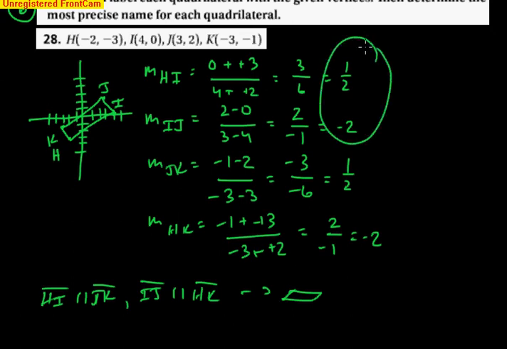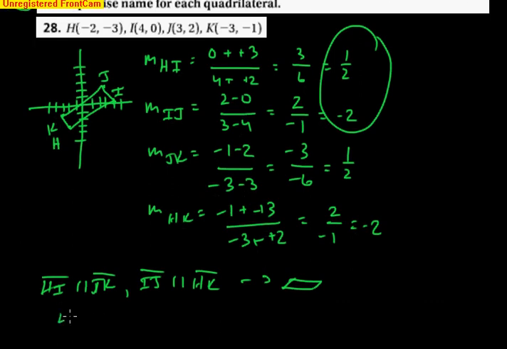Now, notice 1/2 and -2. They are opposite reciprocals. Angle I is a right angle, which means you have 4 right angles, which means you are now a rectangle. Because you are a parallelogram and you have 4 right angles, you're now a rectangle. But there's one more thing to check. Let's check to make sure this is not a square. It could be a square.